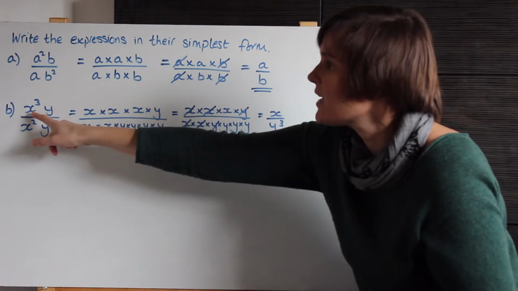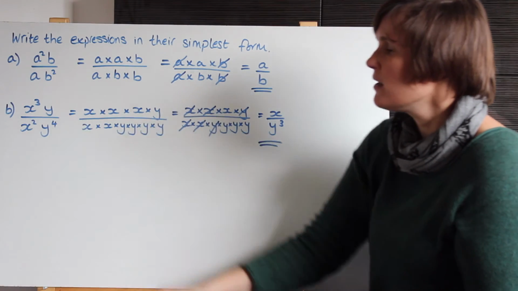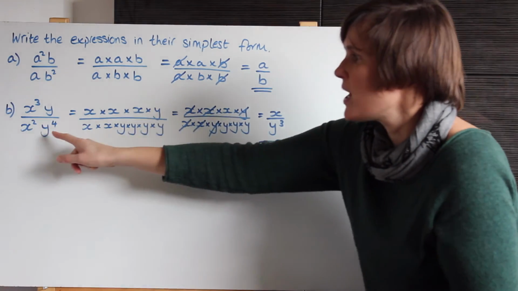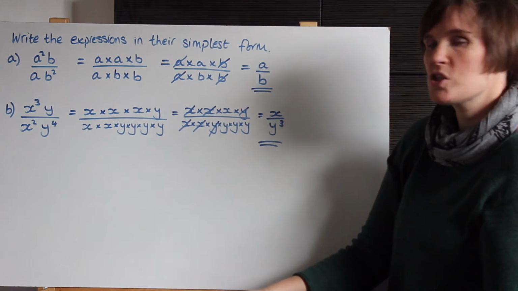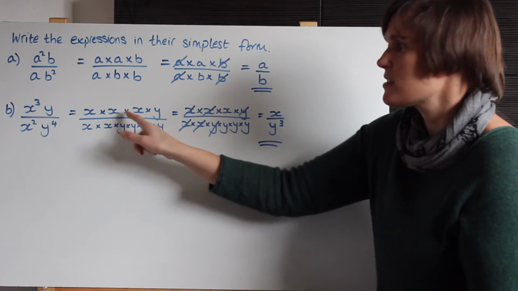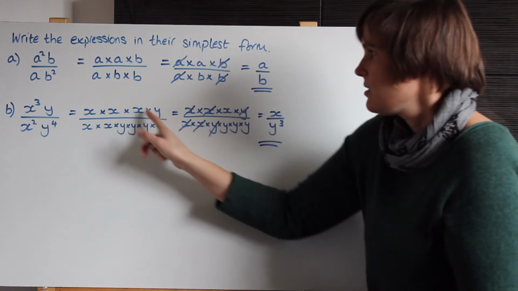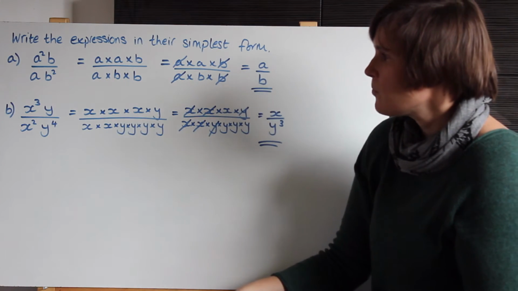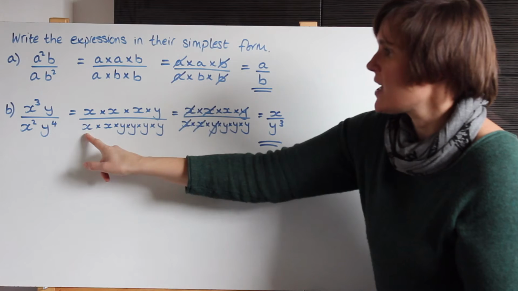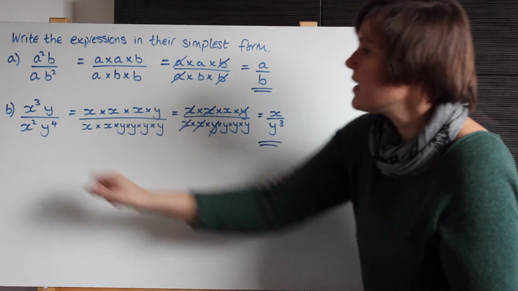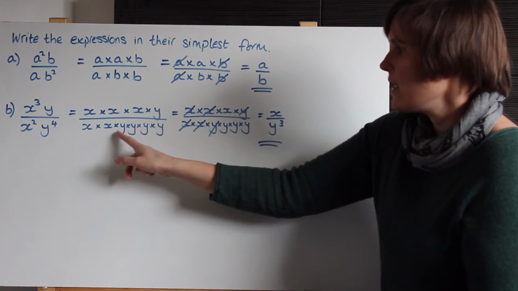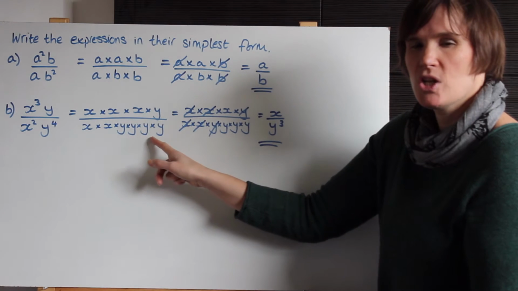Let's try x cubed y over x squared y to the 4. Well, x cubed is x times x times x times our y. On the bottom we have x squared, which is x times x, and y to the power of 4, y times y times y times y.